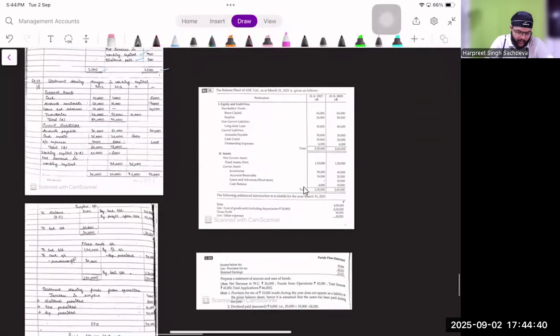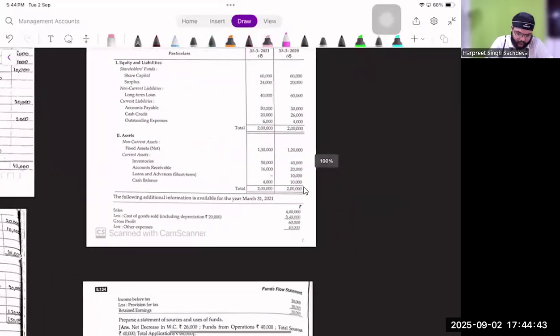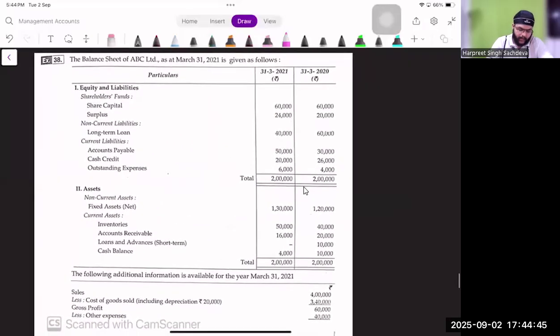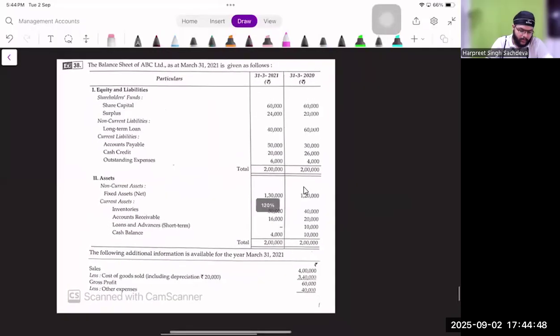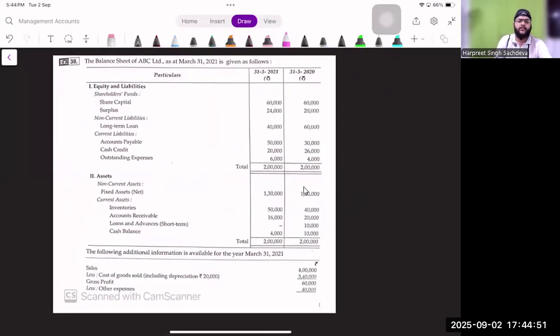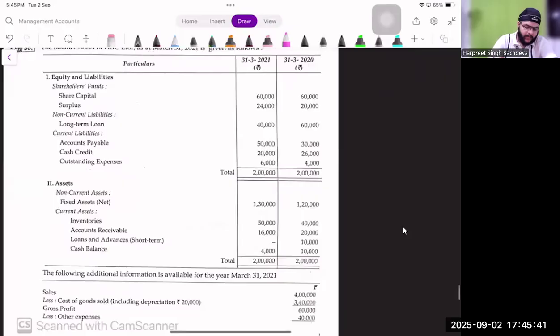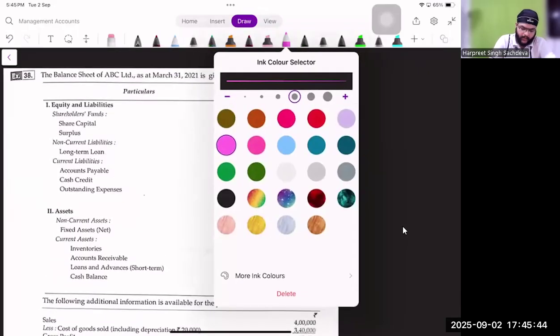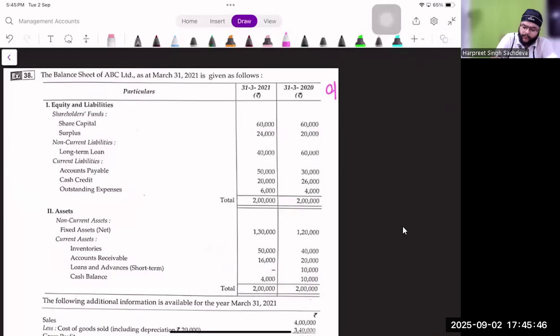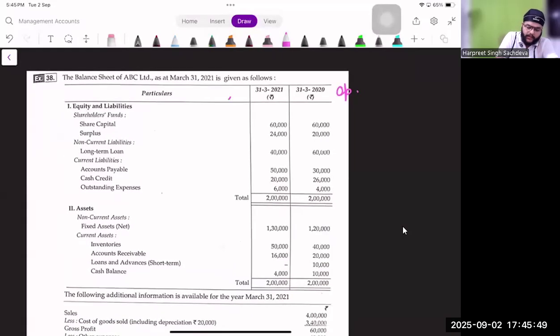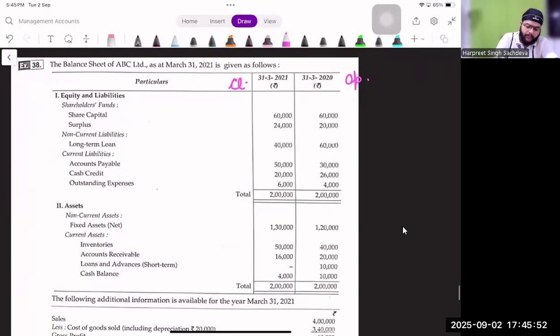Okay, so now we'll discuss next question. Exercise 38. Everyone please match the question. Is it the same in your book? Same values? Or some question above or lower than that? Please check. So the question says opening balance is in this column. This is the closing balance. Share capital same, no change. Surplus, it will go to FFO.